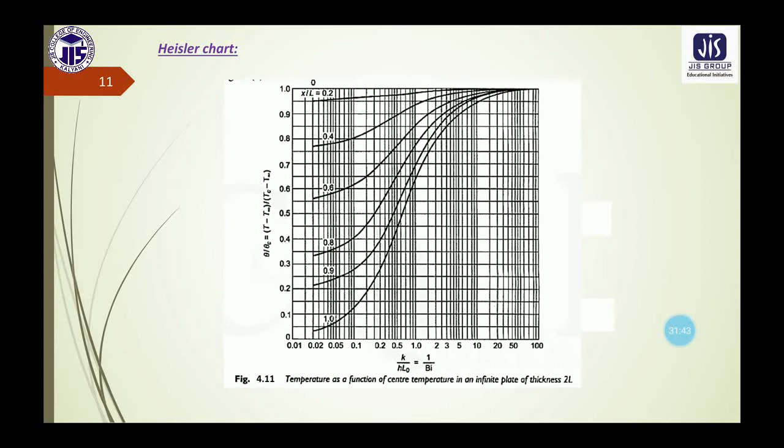The value of x by L is given as 0.2, 0.4, 0.6. So in between 0.4 and 0.6 we can assume the x by L value of 0.5 line. So these two lines, x by L 0.5 and 1 by Biot number 6, we need to find the intersection of these two. Corresponding to that, in the y-axis we can get the value of the temperature function as almost 0.96 or 0.97.